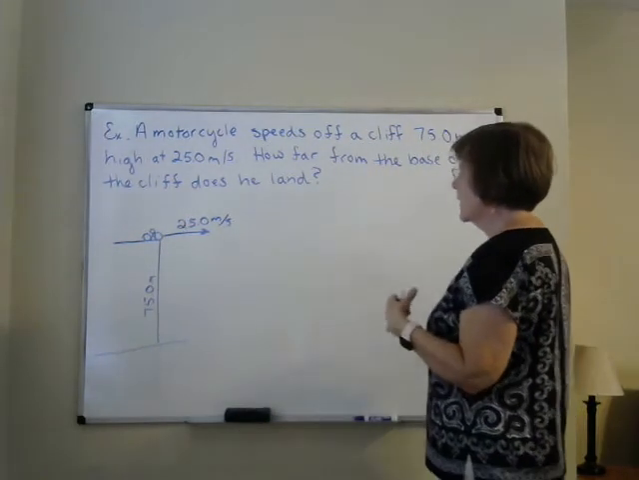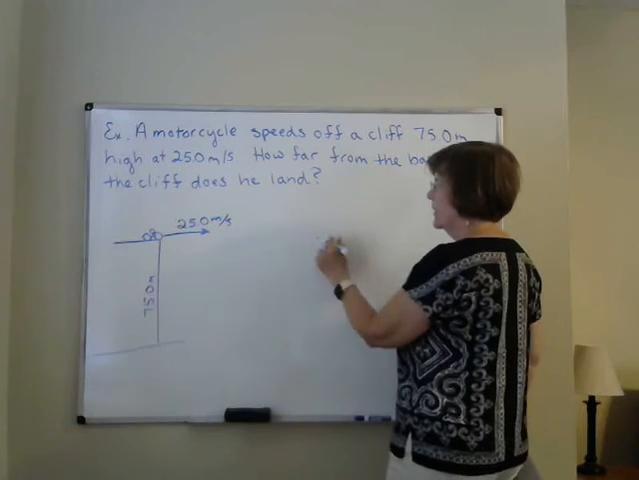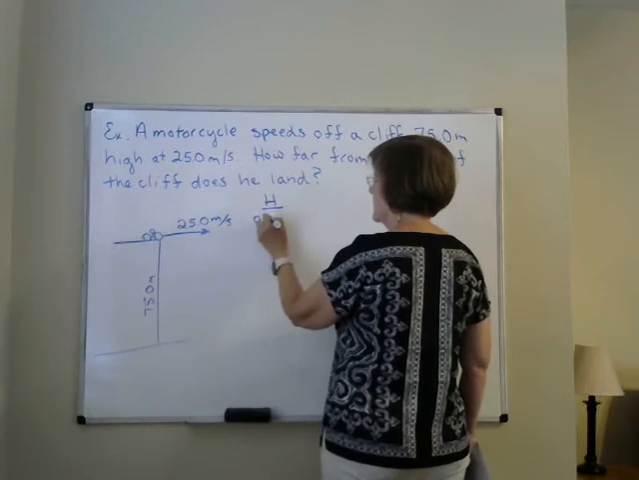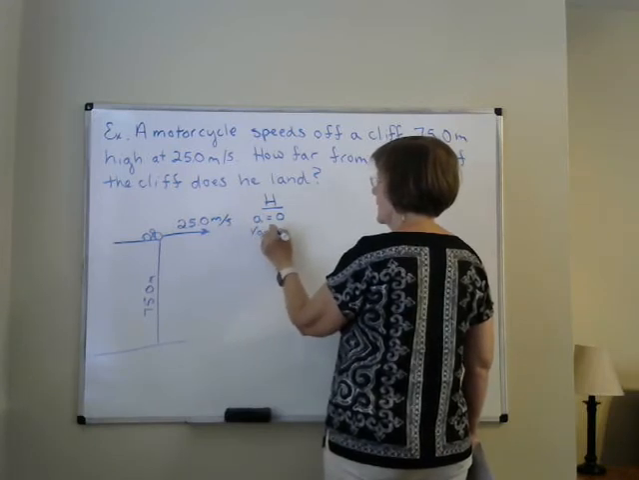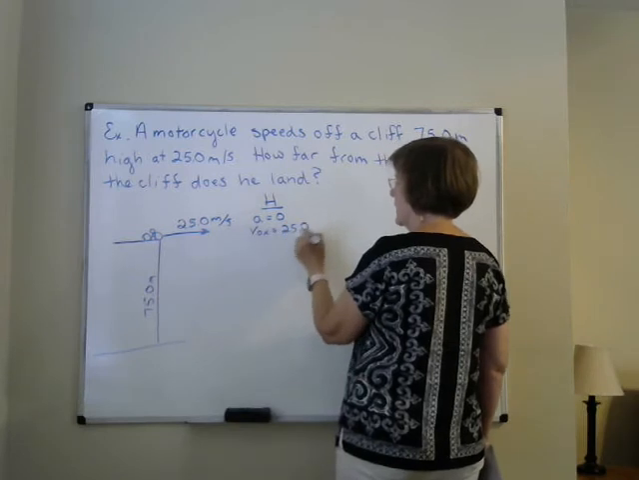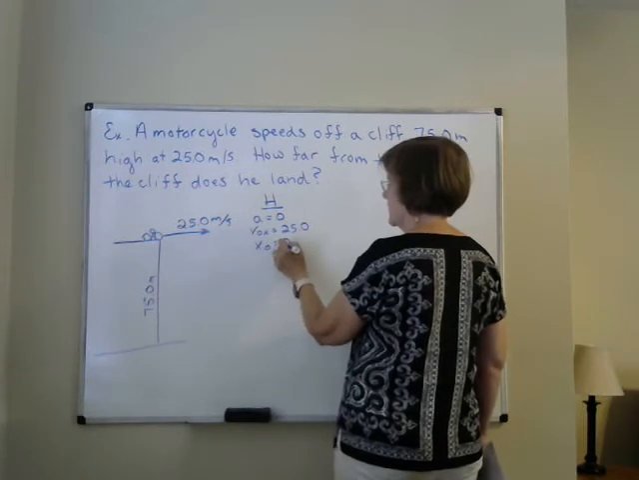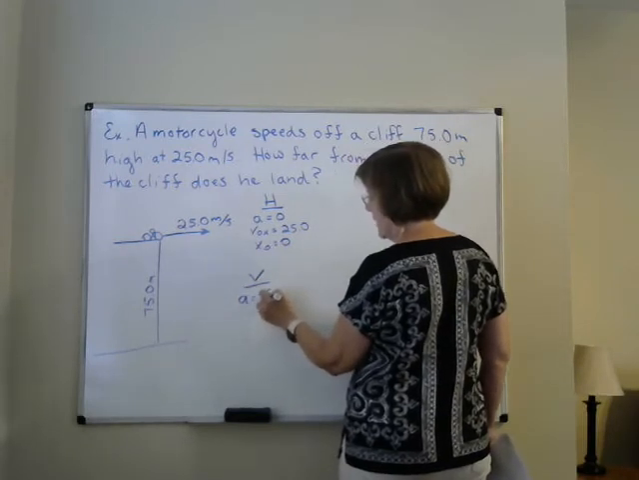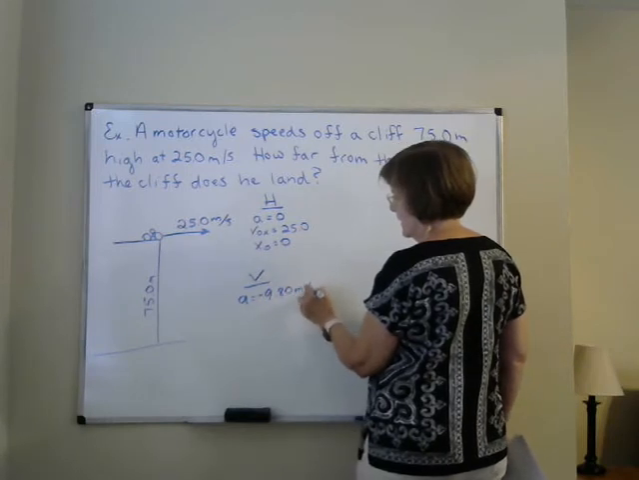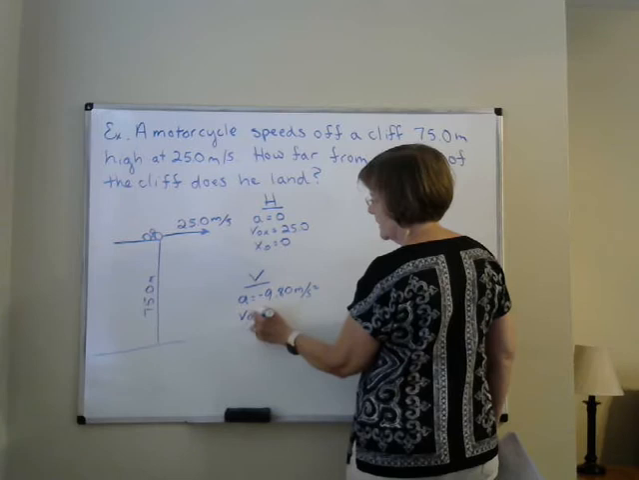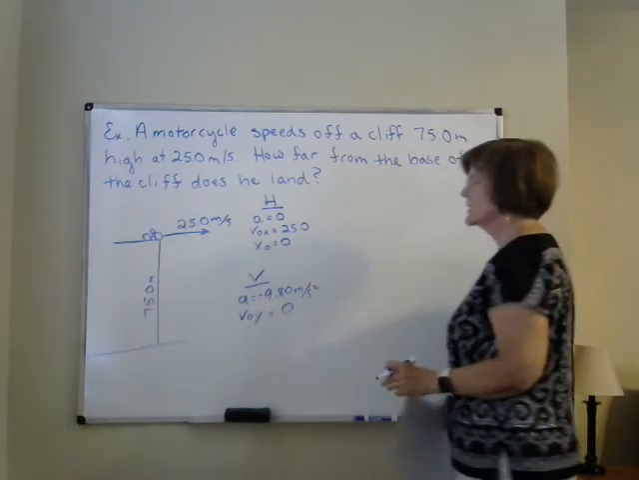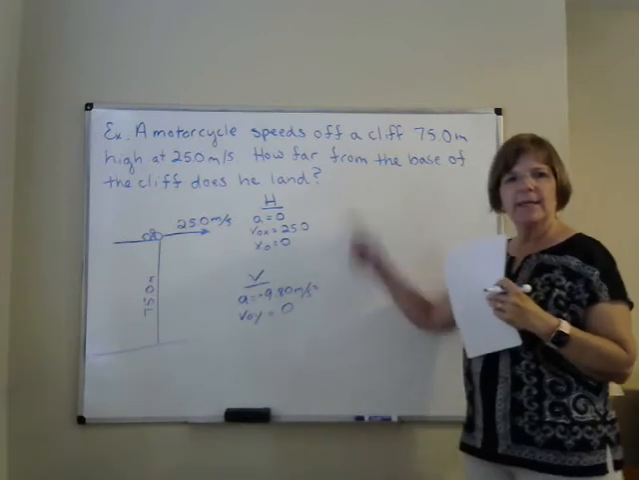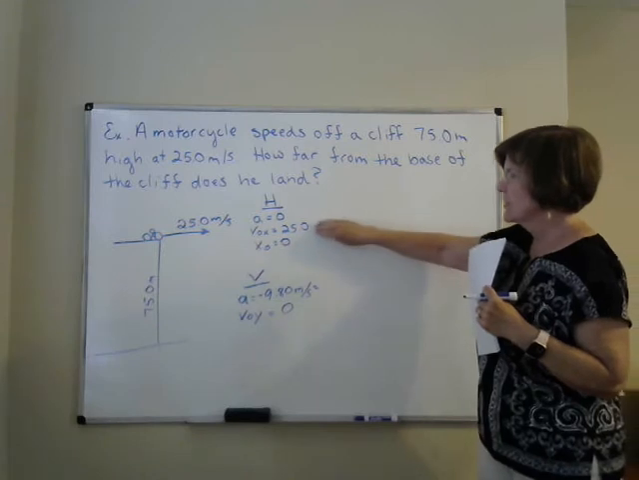So we know a lot of stuff. I could write down everything that we know. I know that horizontally, acceleration is 0, initial velocity is 25, initial position is 0. I know that vertically, the acceleration is negative 9.8. The initial velocity, v0y, is 0. A lot of times students mess up and they want to put 25 meters per second here. But he doesn't have an up and down velocity initially.